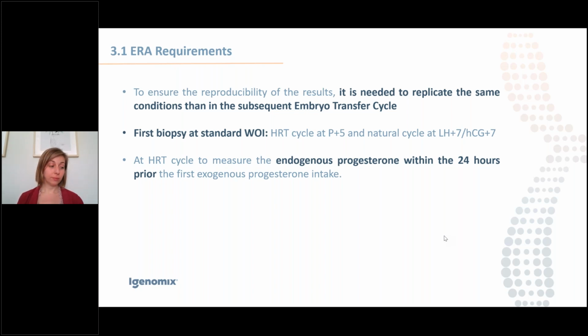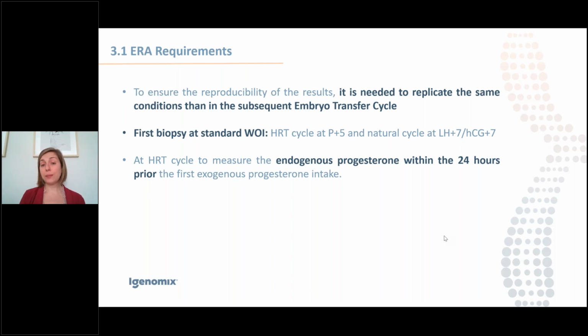She has a question. What is the optimal progesterone value on the day of trigger during ERA cycle? You mean on the day of the biopsy? Day of trigger. This gives me a sense that some kind of trigger is given in order to take the biopsy during the ERA cycle. Okay. What would be the optimal progesterone value?